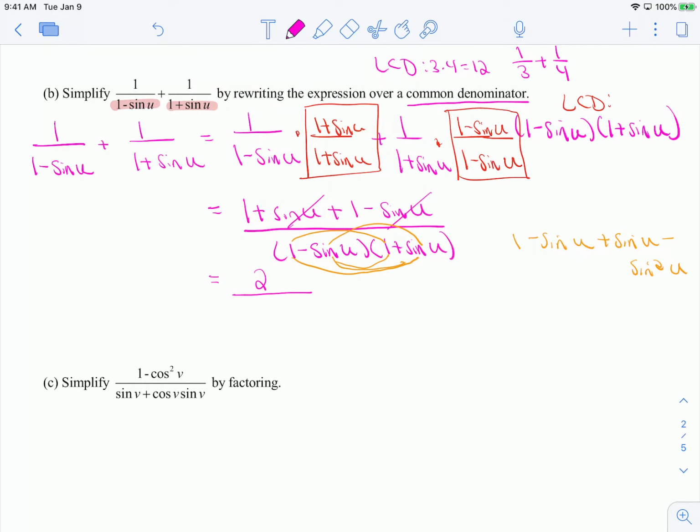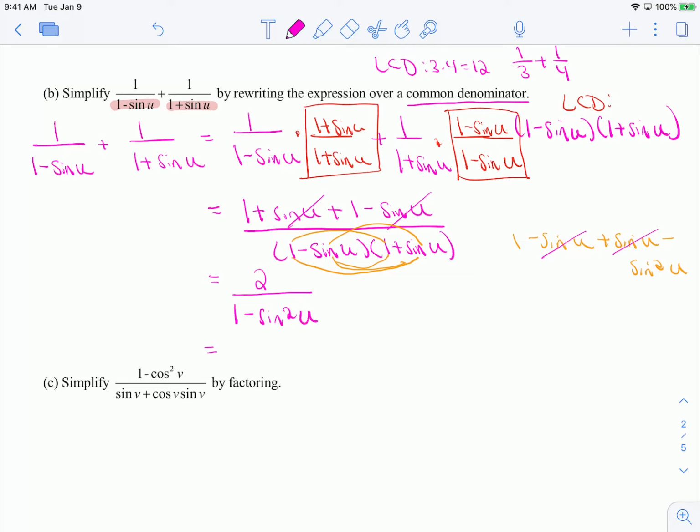Well, these terms would cancel out. So I'm left with 1 minus sine squared of u. Now here's the fancy thing. And it's because, yes, I've had experience with these, so I know what to look for. So right now, it's going to feel uneasy, okay? You just have to embrace that. That's the whole point of learning. So it's going to feel uneasy until you do several of these on your own.